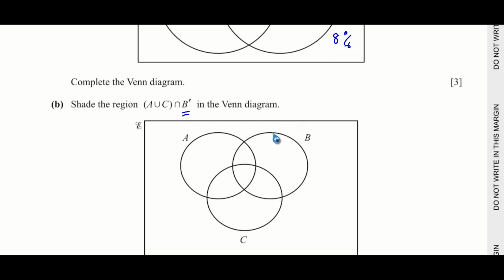So the B complement means not here, regions or areas that are not in B. So areas that are not in circle B, the whole of circle B will be outside the 3 circles, then part of circle A and part of circle C, but not in B. So we now need these parts that are not in B, where they meet with A union C. So where they meet with A union C will be from here.